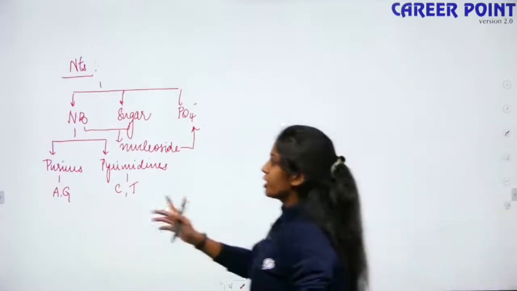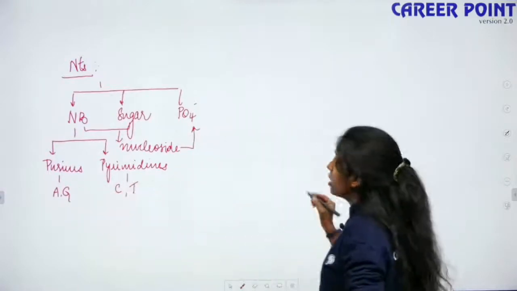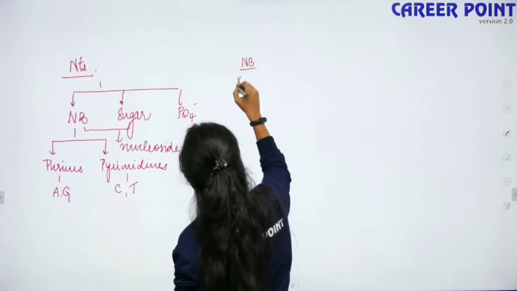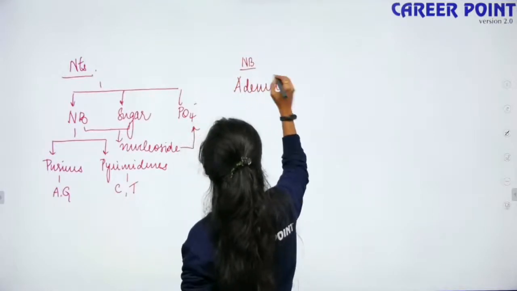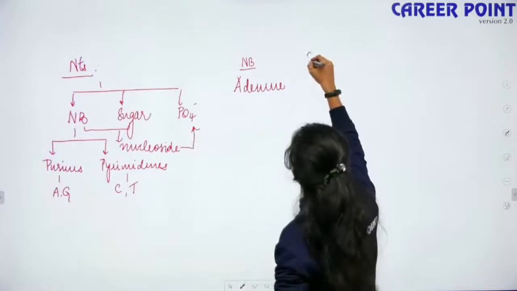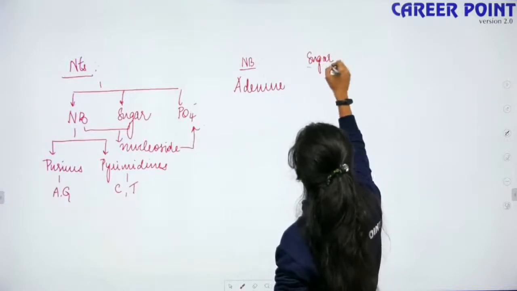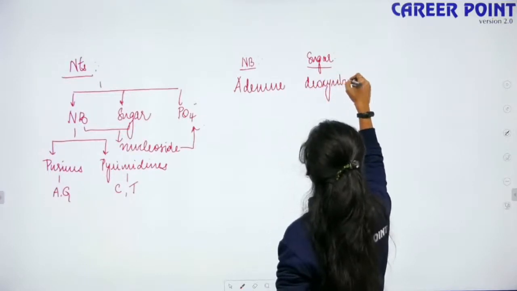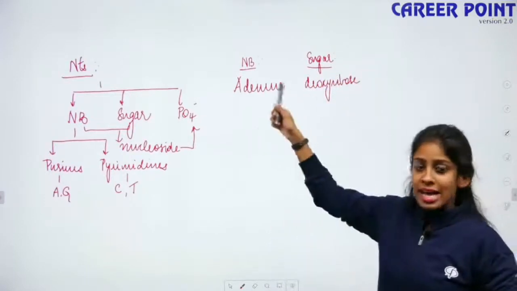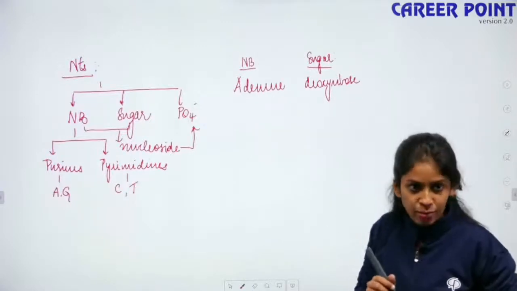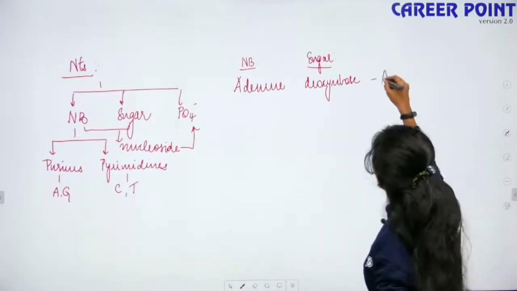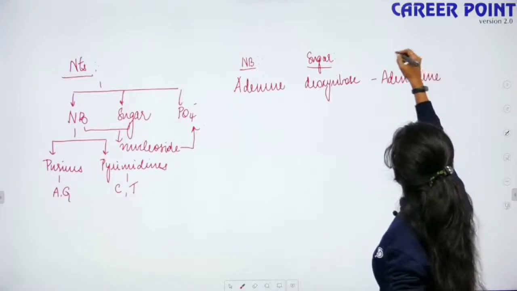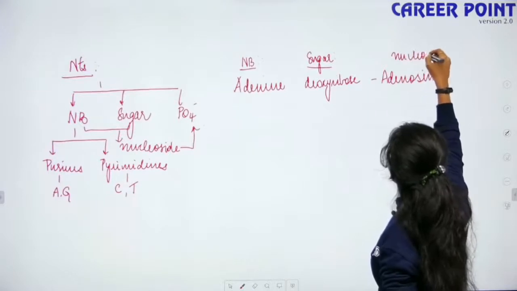So in case of DNA, we have 4 bases, right? Suppose my nitrogenous base is adenine. In case of DNA, my sugar molecule is deoxyribose sugar. So first my adenine binds with deoxyribose sugar and it forms adenosine. So this is a nucleoside.